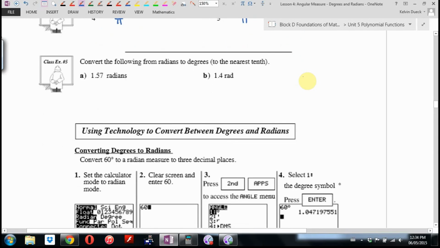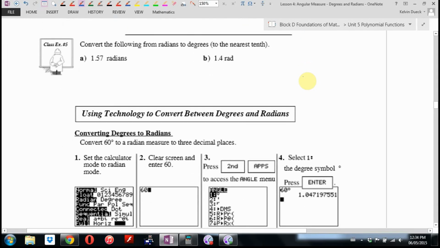Try A, try B, and number 5. Convert them from radians to degrees. And then I'll show you how you can get your graphing calculator to do most of this for you, but not all of it.